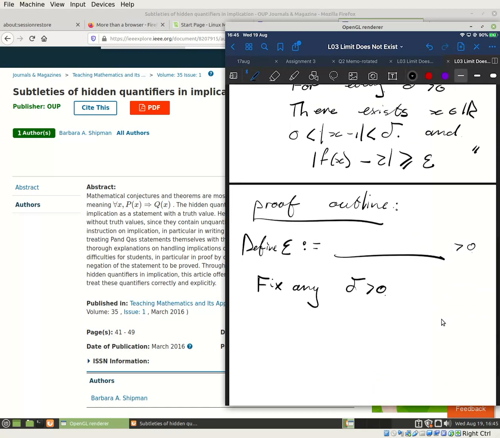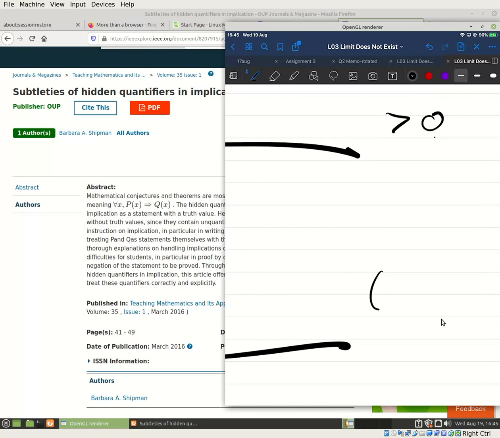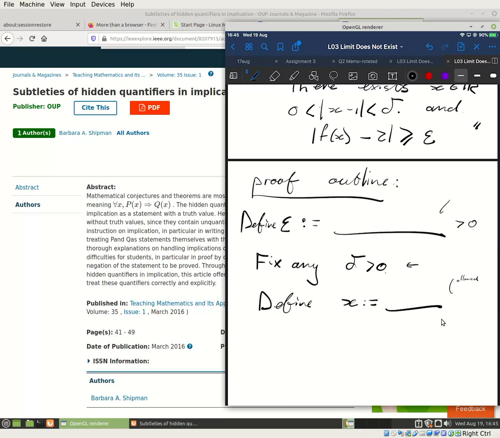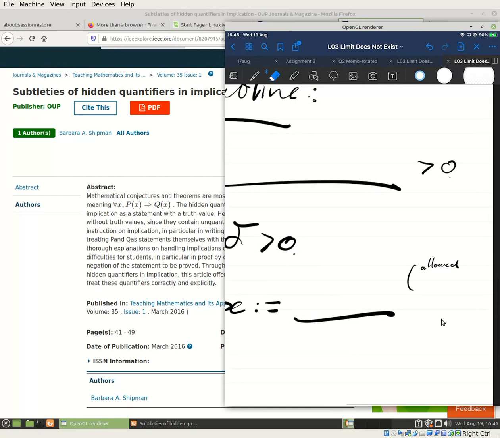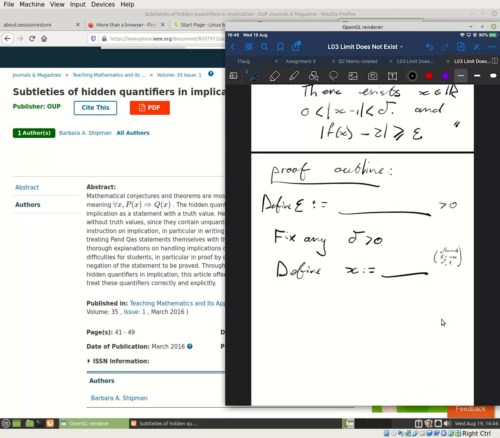Then we have to show that there exists an x. So we need to define it. So we define x as, and what are we allowed to use? We are allowed to use any of our previously defined symbols, which is this delta and this epsilon. So we are allowed to use delta and epsilon to define our x.